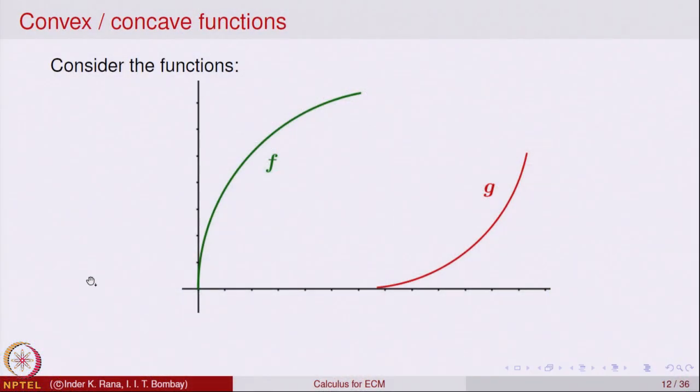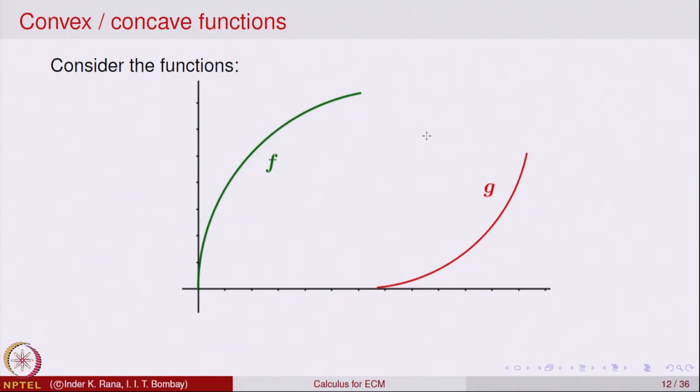So, these properties are captured by properties of the function called being convex and concave. To motivate this concept, let us consider the following examples of two functions. Mathematically, let us look at these graphs of these two functions. One function is f, that is this green one, and g is another function which is the red one.